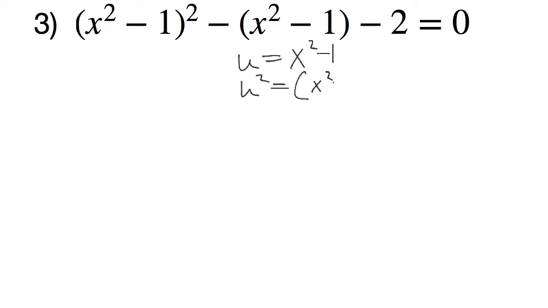It's a good idea to make sure you write out what u squared is. In this case, it's the quantity x squared minus 1, squared. So we get u squared minus u minus 2 equals 0. Awesome.